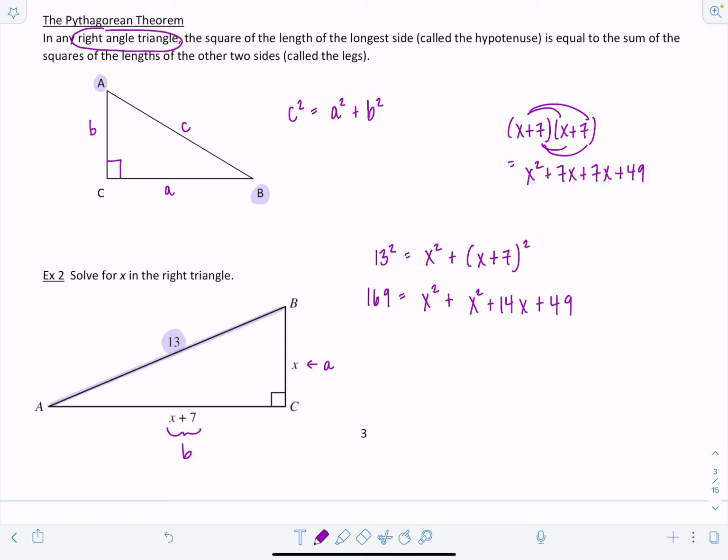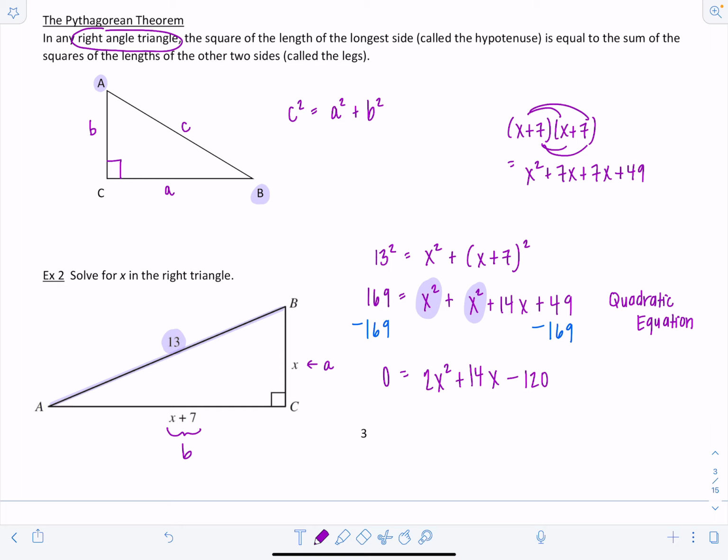All right, good. Now from here, since we have a quadratic equation, quadratic meaning there's an x squared in the equation, not just x to the first power, you want to set it equal to 0. So I'm going to subtract 169 from both sides. And here I'm going to have 0 equals, notice these are like terms, x squared and x squared. So that's 2x squared plus 14x. And then 49 minus 169 is negative 120.